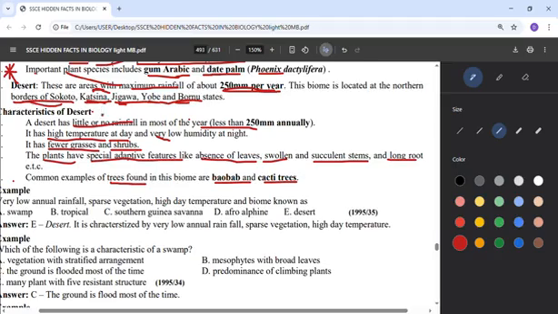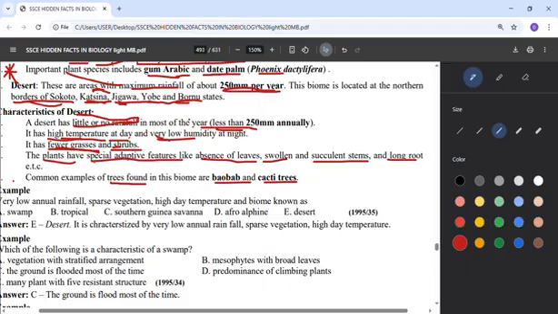That means there is no rain there or water, so little or no rainfall in most of the year, less than 250 millimeters annually. It has high temperature at day and very low humidity at night. It has fewer grasses and shrubs. So the grasses, they are few. Since it's a desert, no water, no plants.